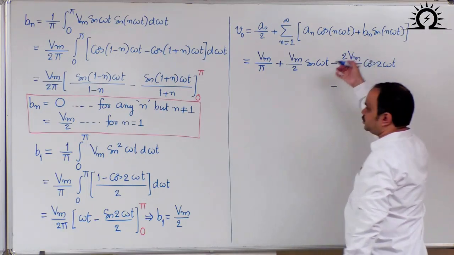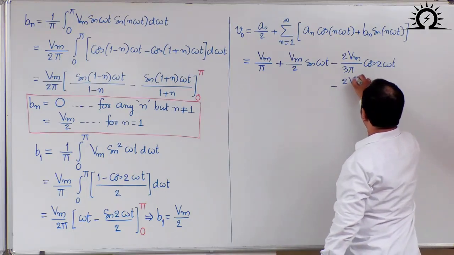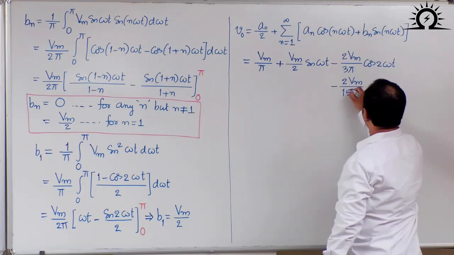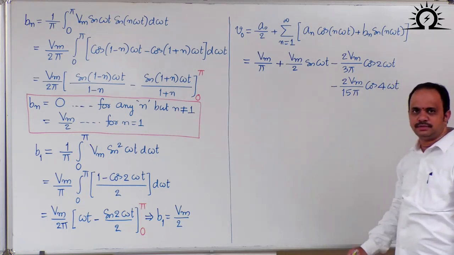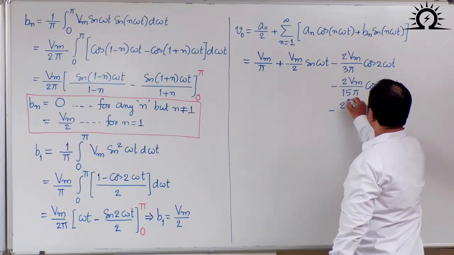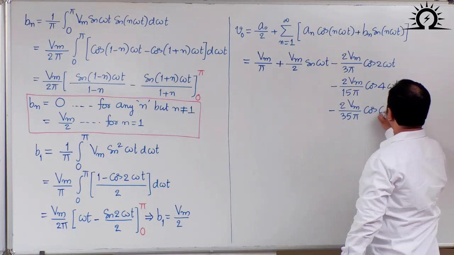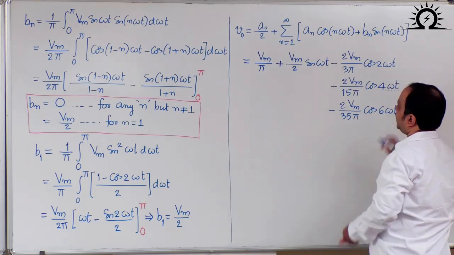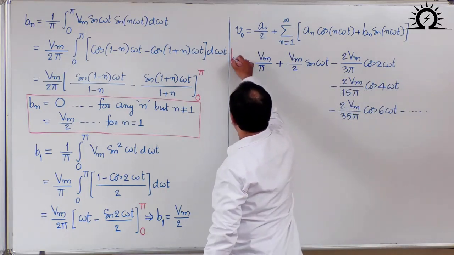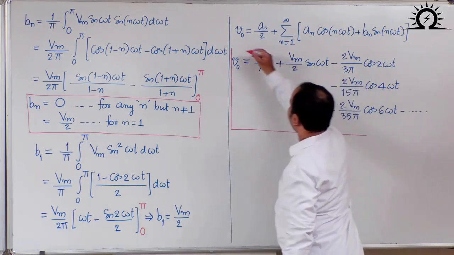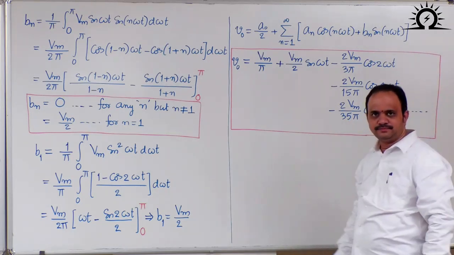Next, if you substitute n is equal to 4, you can write down in continuation, then you will get 2Vm by 15 pi cos 4 omega t, minus 2Vm by 35 pi cos 6 omega t and so on. Okay, so this is the final conclusion of the Fourier series expression for the given waveform.